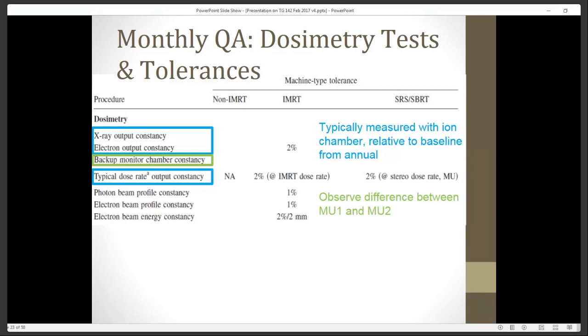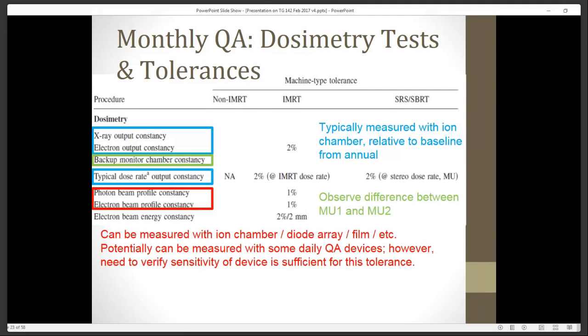The backup monitor chamber constancy, so that's basically just observing the difference between MU1 and MU2, your two monitor chambers, because one of them is what's going to set your output, the other one is just a backup, just making sure that they're still in line with each other. The profile constancy can be measured with ion chamber or diode array, and it can potentially be measured with some daily QA devices. However, I would suggest that the physicist takes a close look at the sensitivity of the device to make sure it's sufficient to meet the tolerance. The 1% there is a pretty tight tolerance for beam profile constancy.